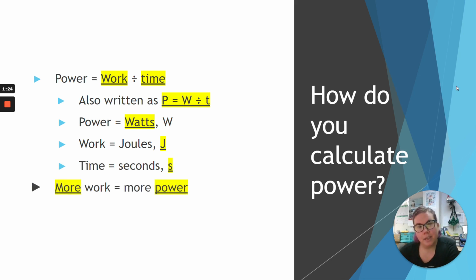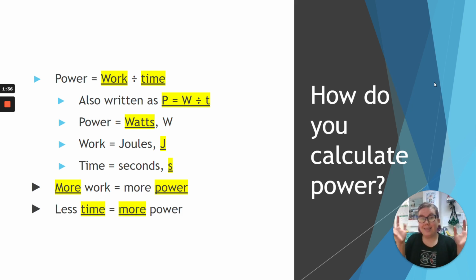And if we look at this equation, work divided by time, the more work we have, bigger number on top, more power, right? More work, more power. That makes sense. But also, the less time we have, the more power we have. Okay, so let's think about that. We're dividing by time. So if we take a really long time to do something, it's not as much power because we're dividing by a big number. When we divide by a little number because we did something really fast, that means we used a lot of power. Okay, so it's a little bit different. We got to pay attention to that one when we're thinking about these types of questions.